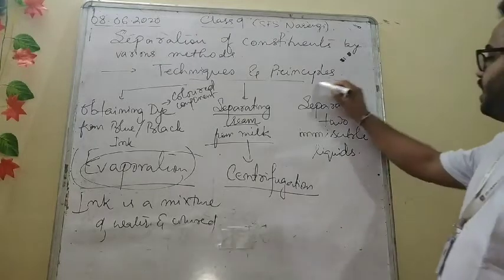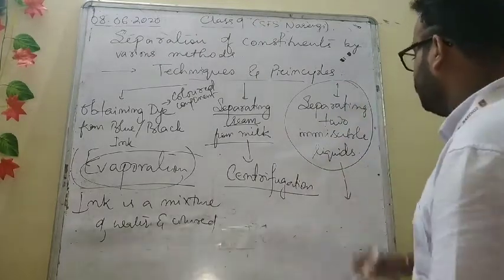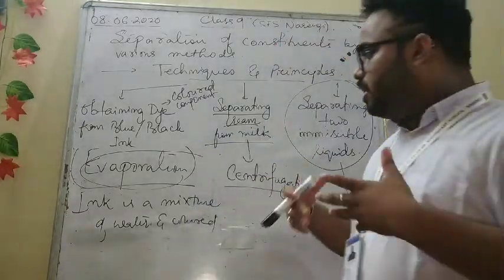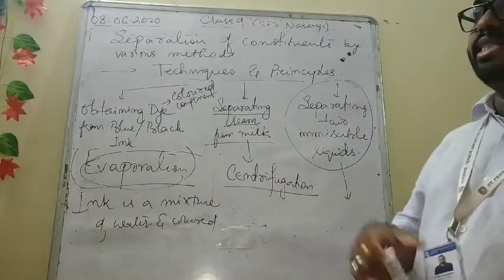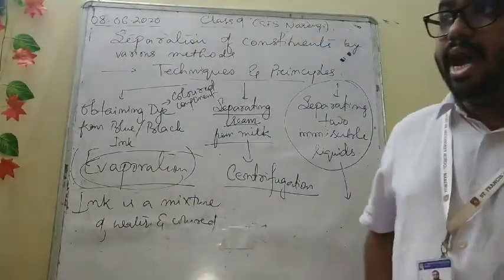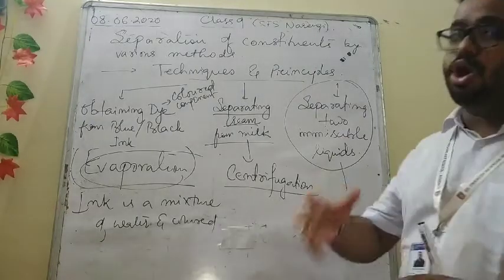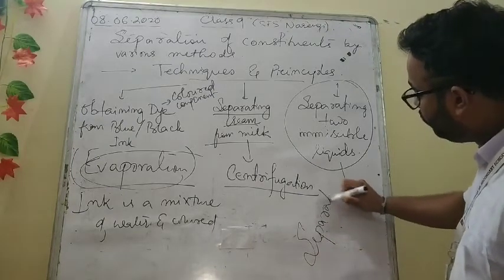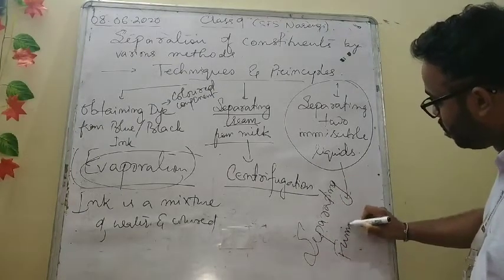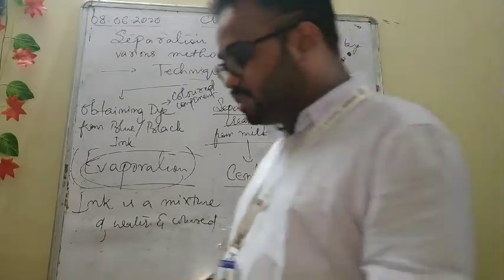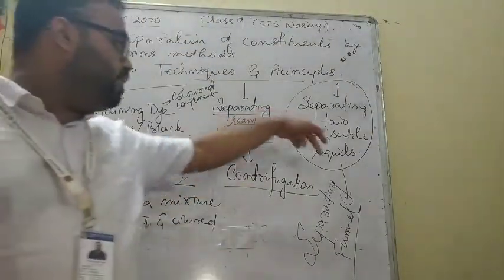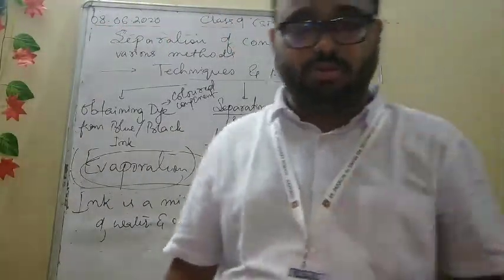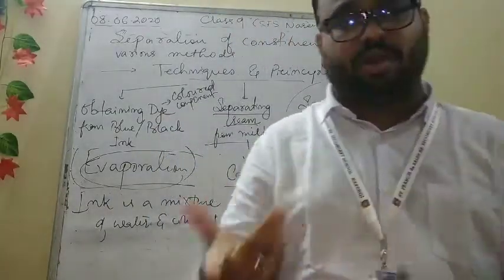So this is the process of centrifugation. The next one is separating two immiscible liquids, two liquids which do not mix with each other. I can take the example of oil and water because they do not mix. So I will use the technique of separating funnel for the separation of two immiscible liquids. How do you know? You know that oil floats on water, because the density of oil is less than that of water.